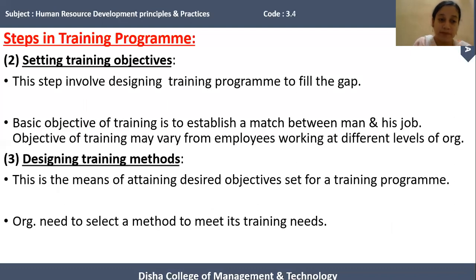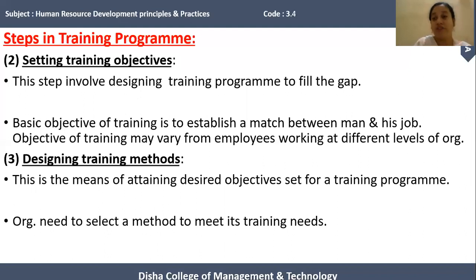The third step involves designing the training method. After identifying the training requirements and setting the objectives of training, the next step in the training program is designing the training method. There are a number of training methods available. Broadly there are two types of training method, that is on the job method and off the job method. Under each of these there are a number of training methods.